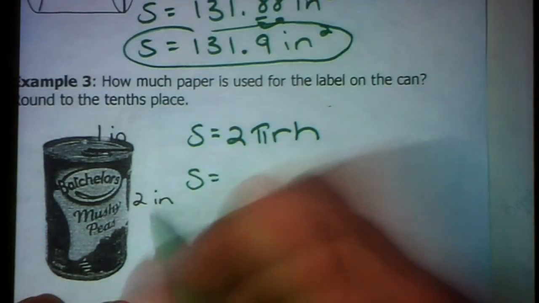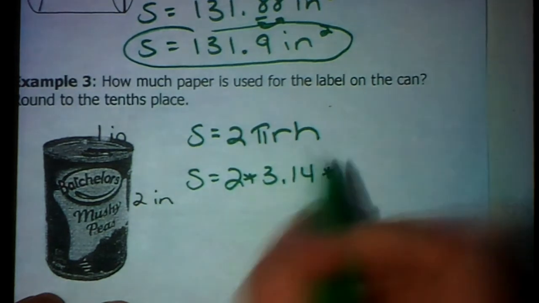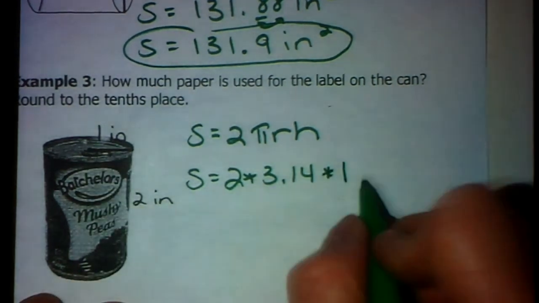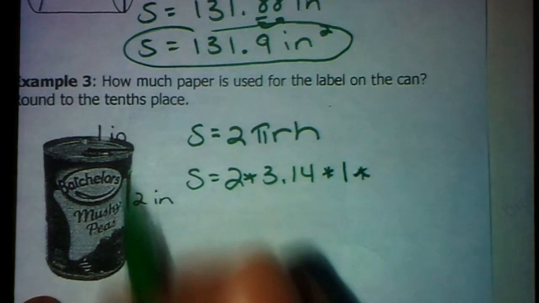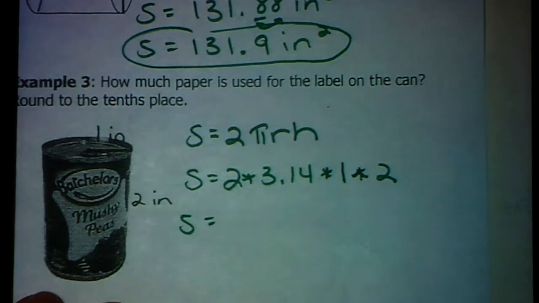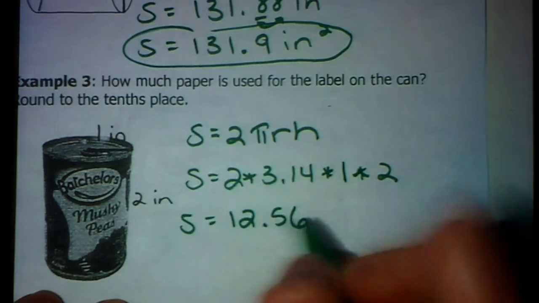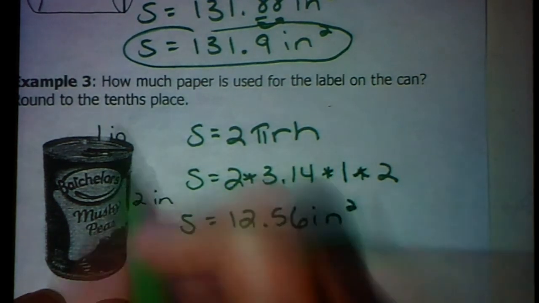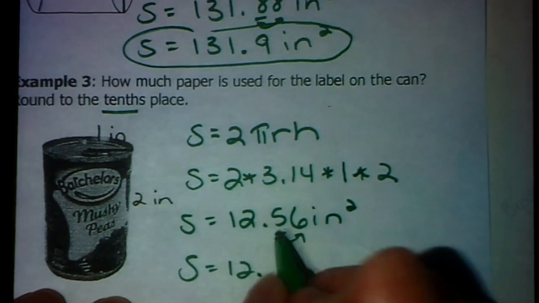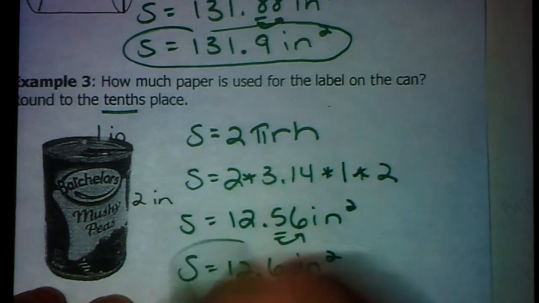So the surface area would be 2 times 3.14 times, when I look at this, I see they actually gave me the radius. It's 1 inch, so times 1. And the height of this can is 2. So 2 times 3.14 times 1 times 2. You would need 12.56 inches squared, and I did say tenths place. So the number next to the 5 is 5 or more. That means it's going to be 12.6 inches squared.